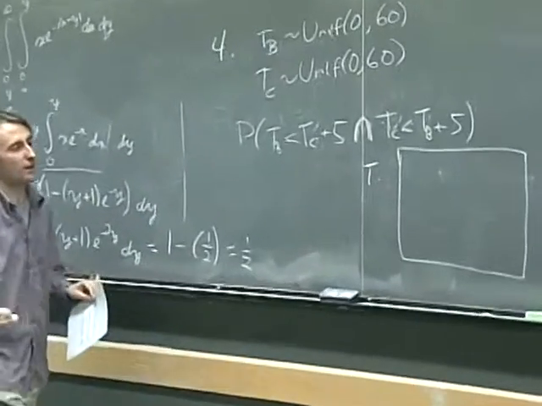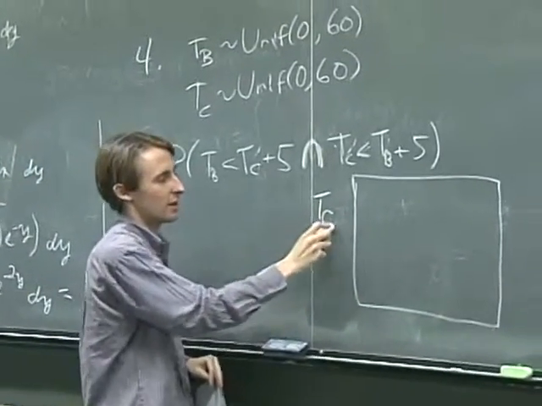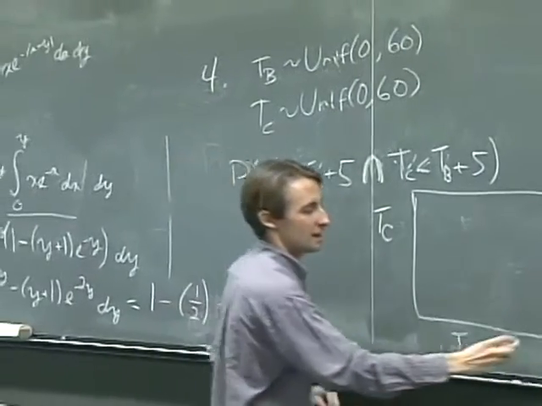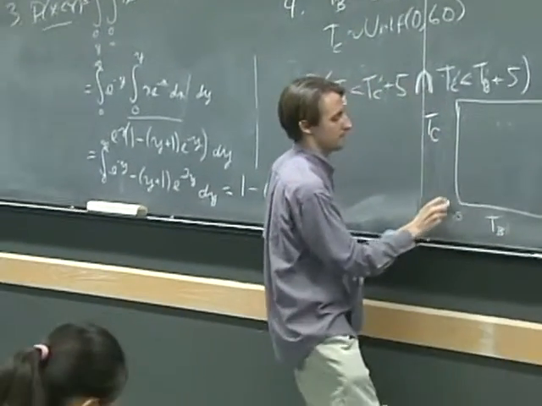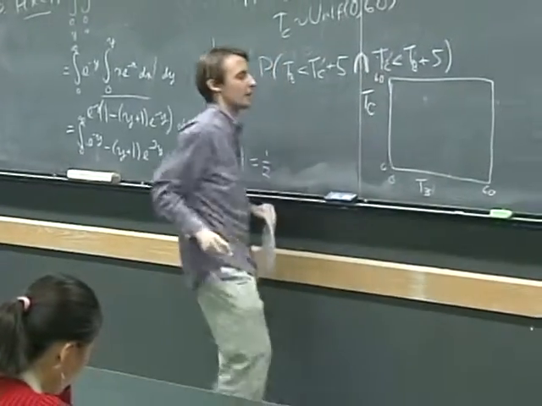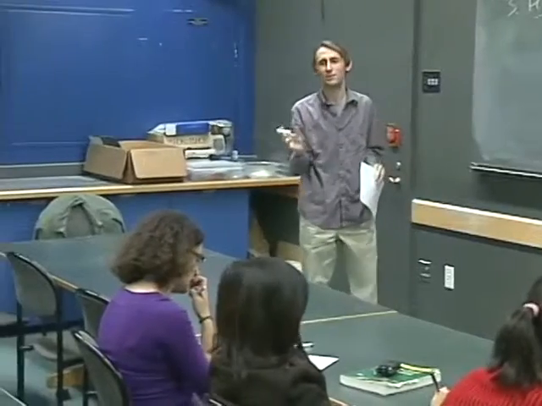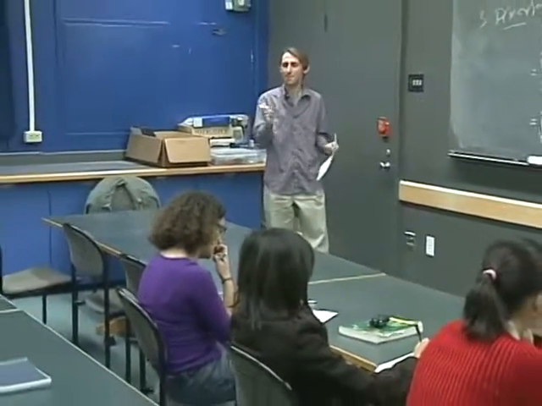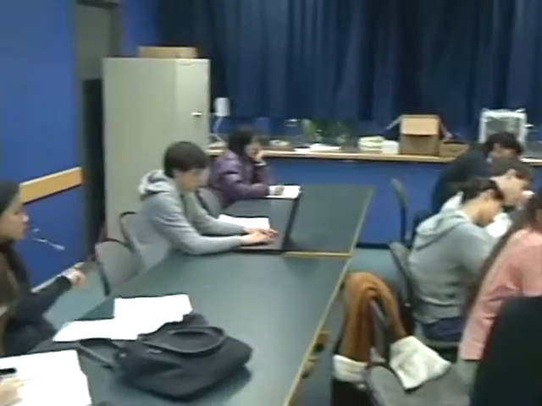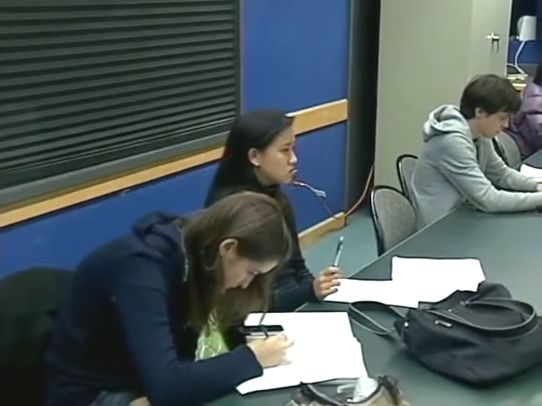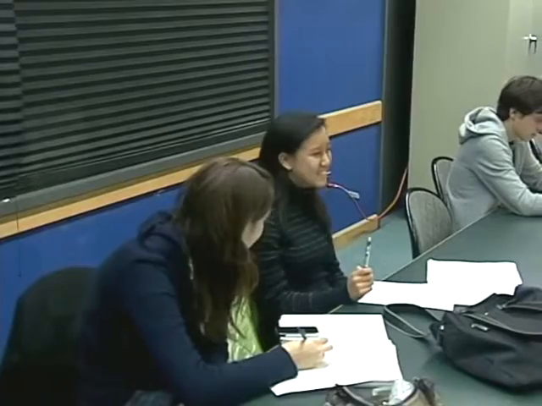Okay. And now the picture, I was going to suggest putting T Carla on one axis, T Bob on the other axis, and it goes from 0 to 60 here, 0 to 60 here. The goal is to draw the probability in this square. Yes, go ahead. Is it like a diagonal strip? Right, it's a diagonal ribbon. Okay, is this what you had in mind?